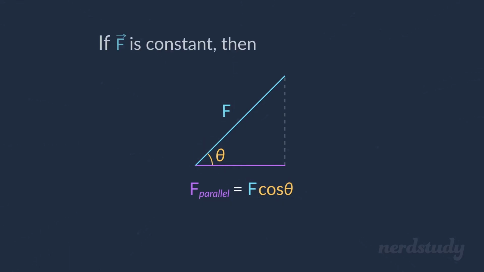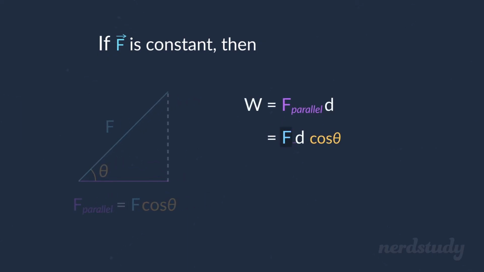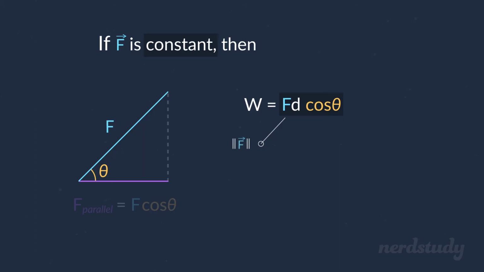So going back to our formula, we can rewrite it as the magnitude of the force times the magnitude of the displacement times cosine theta, where theta is the angle between the displacement and the force. Finally, we've found the formula for the work done by a constant force. This equation is very important, so let's go through it one more time. When a constant force acts on an object, the work done by the force is equal to F times d cosine theta, where F is the magnitude of the force, d is the distance, and theta is the angle between the force and the displacement.